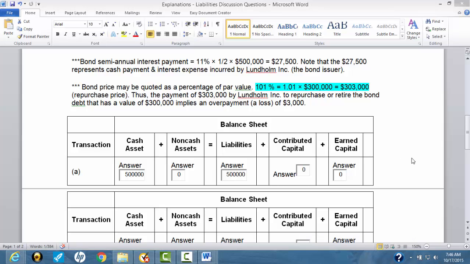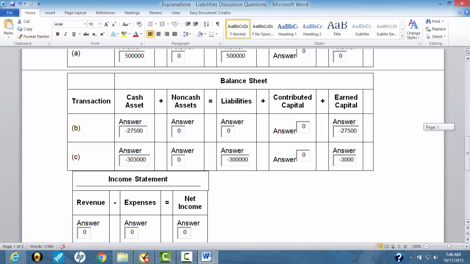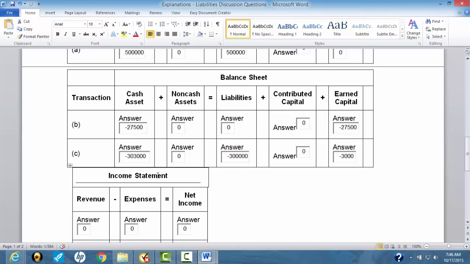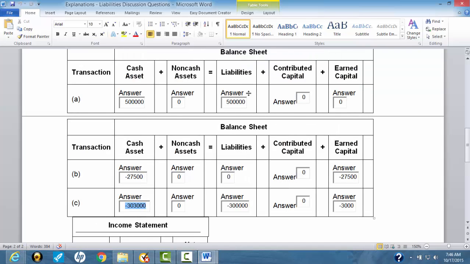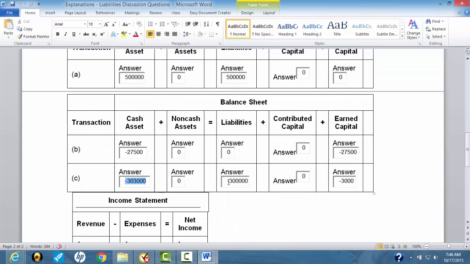So let's look at the financial statements effects template. First of all, 303,000 is what was paid in order to pay off the liabilities. And again, please remember that it was a portion of the 500,000 that was paid. And now let's remember that the portion of the liabilities retired was 300,000. So under liabilities, we have to reduce it by 300,000.